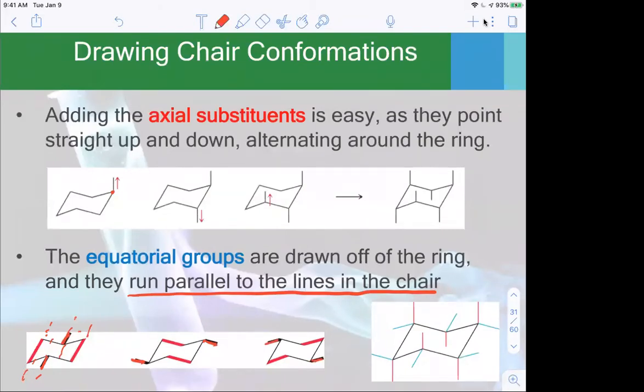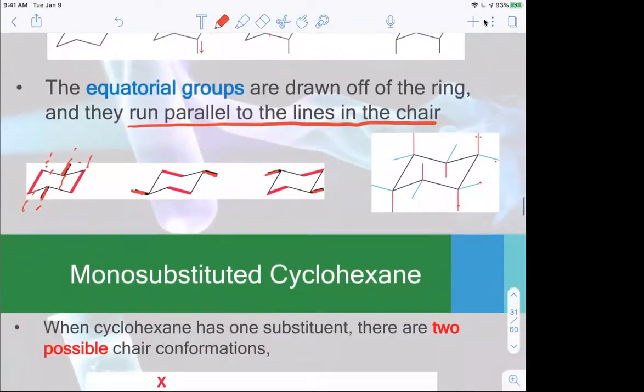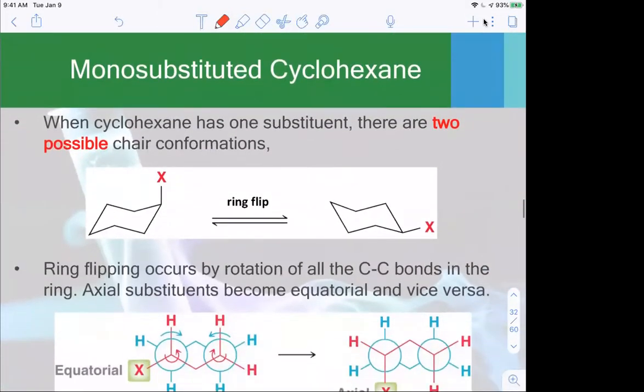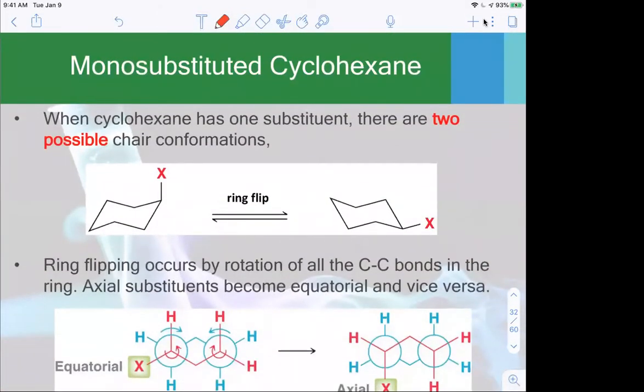As I go around the ring, if my axial goes up, my equatorial goes down. If my axial goes down, my equatorial goes up, and so on and so forth. Otherwise, I'm not going to be able to tell and differentiate between those different substituents. This is really important when I have substituents on the ring.